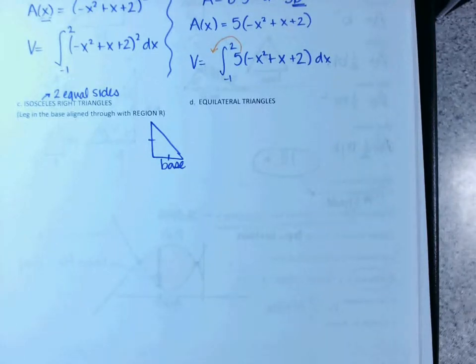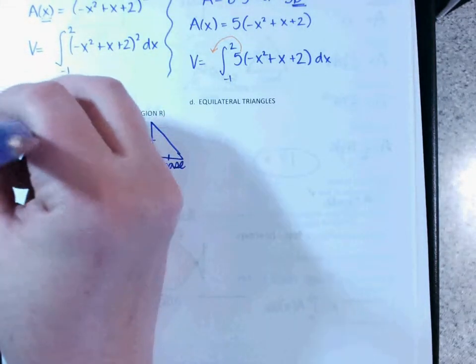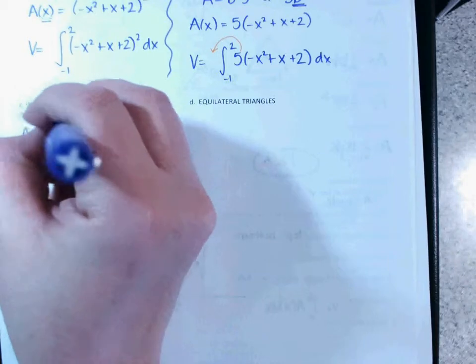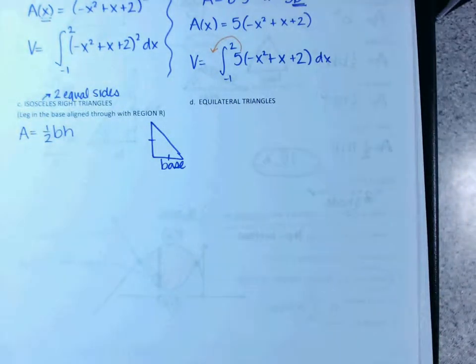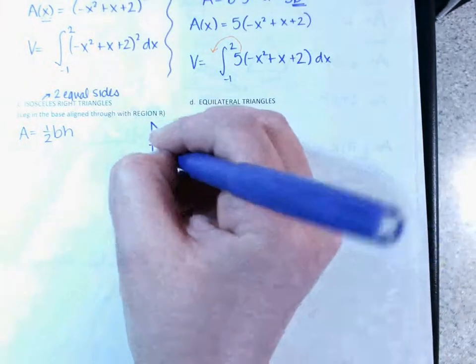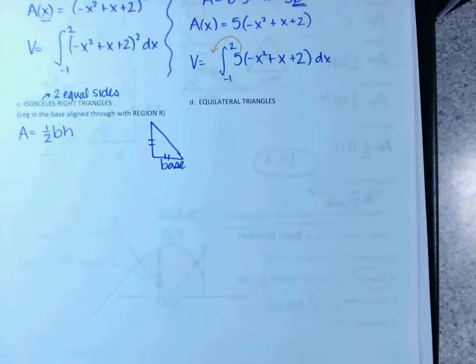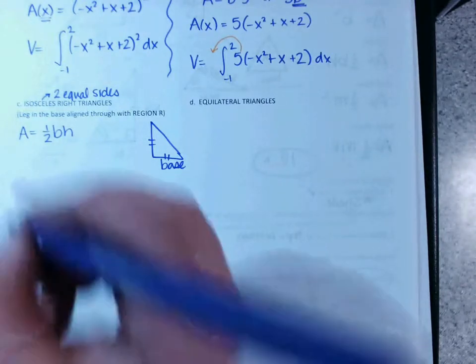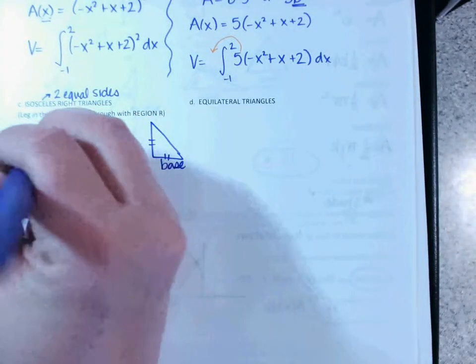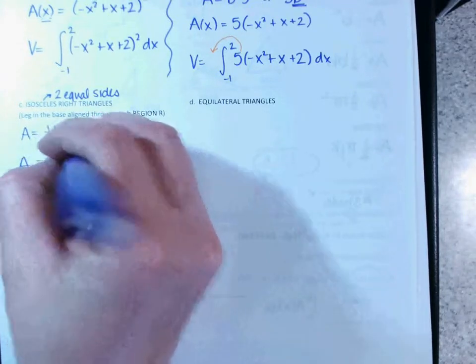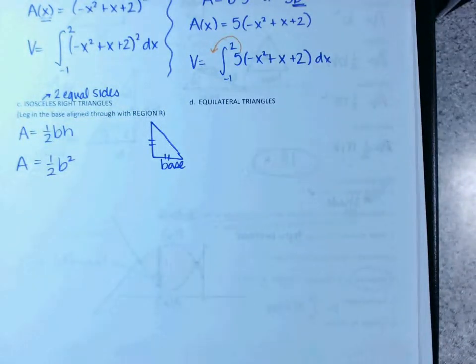Okay? So, area for a triangle is 1/2 base times height. But because my triangle is isosceles, what do I know about the base and the height? They have to be the same. So instead of 1/2 base times height, I'm going to put 1/2 base squared. Okay, and why am I allowed to do that? Well, if I say isosceles, base and height are the same, so I'm just squaring it. Yes, sir?